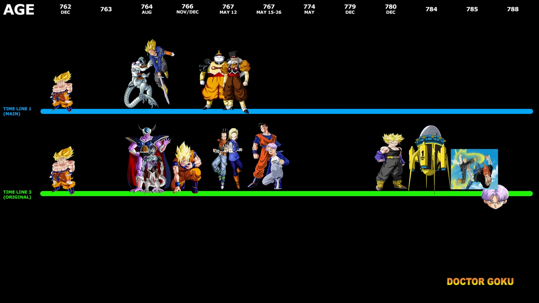2 years later, it's now age 788, and Imperfect Cell finally shows up. But he's unable to find the androids, and so he can't become complete.